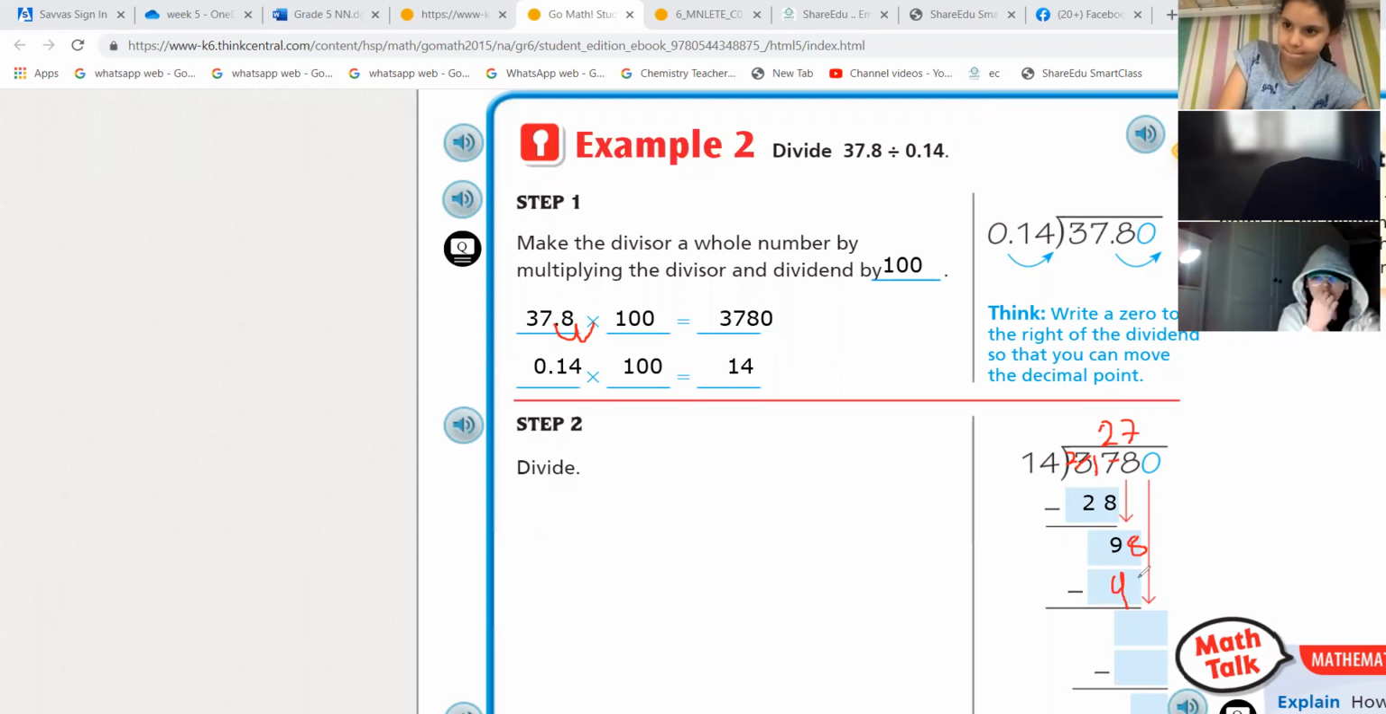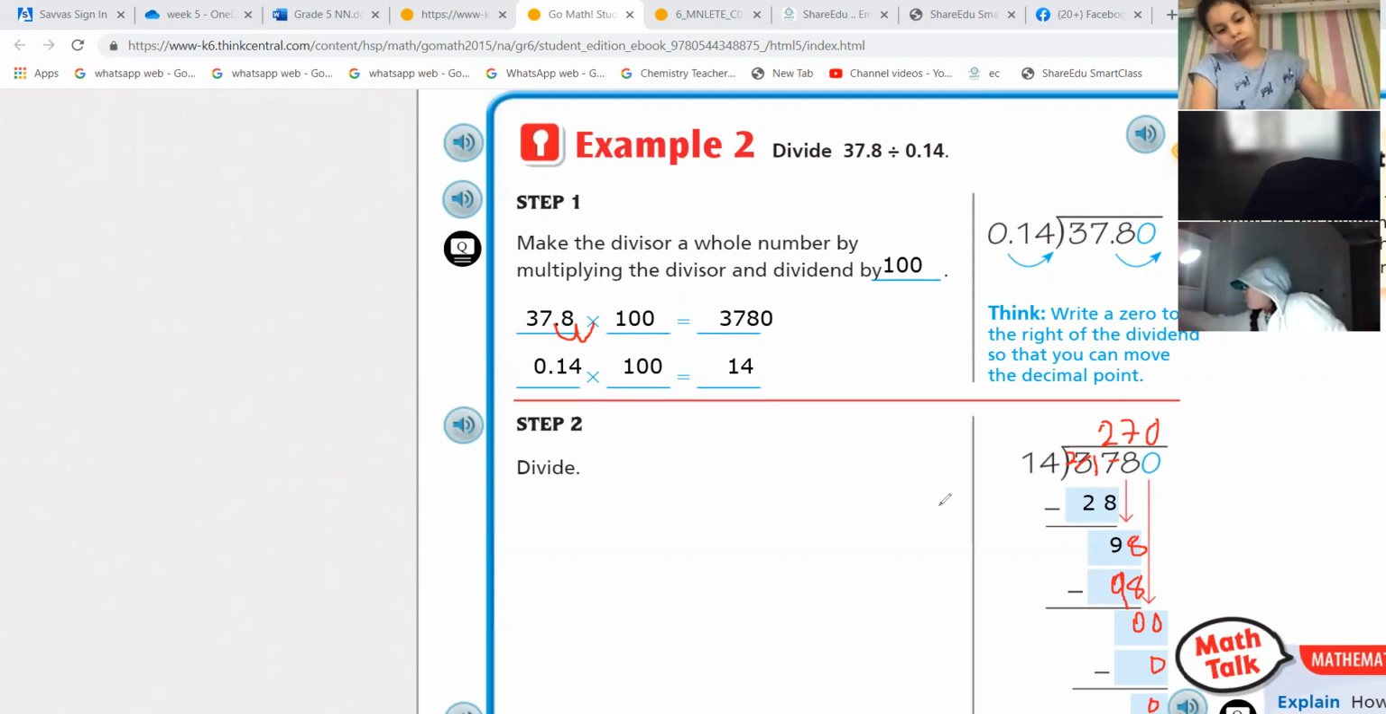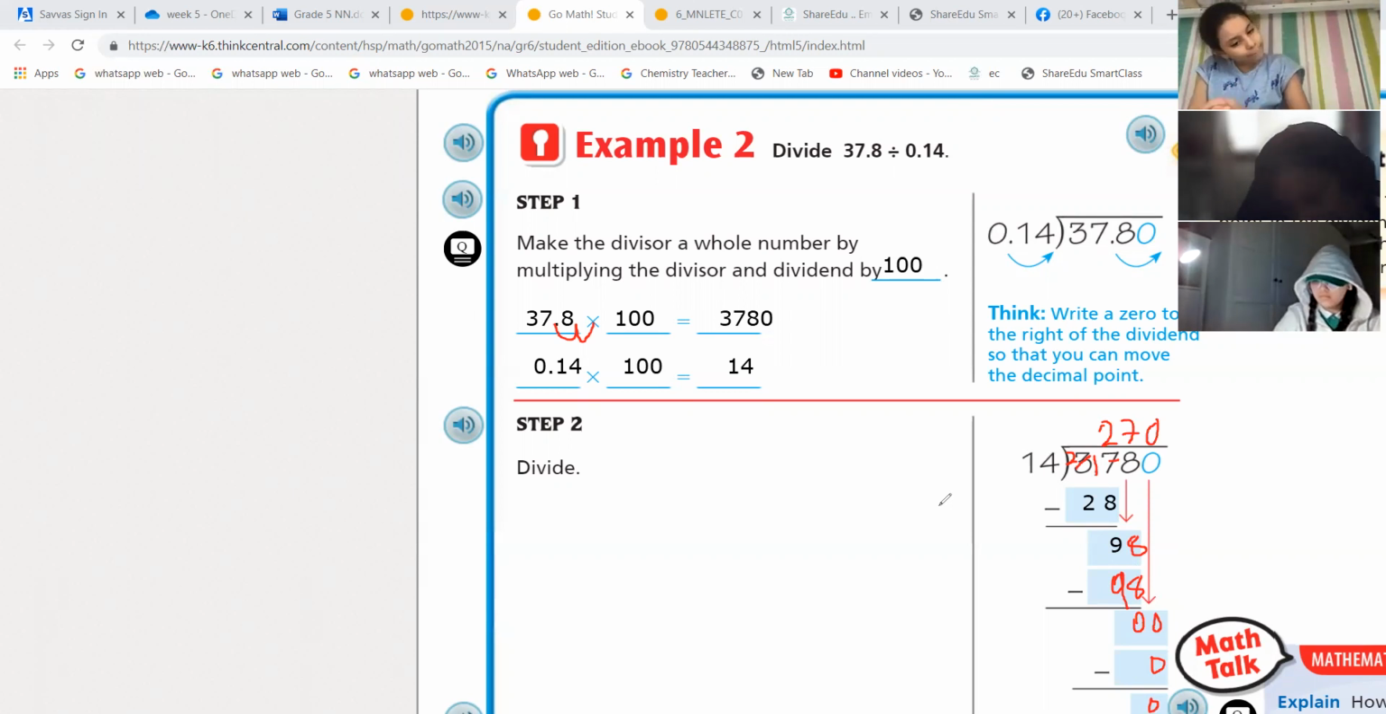Girls, don't forget the 0, because we have one more 0 to come down. 0 and 0. So this 0 will give you 0 again. And your answer, Miss, is it 48 or 98? It's 98. You have 270. Your answer is 270. So we're going to write 270 in the divide step 2.